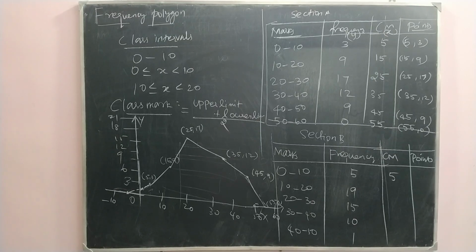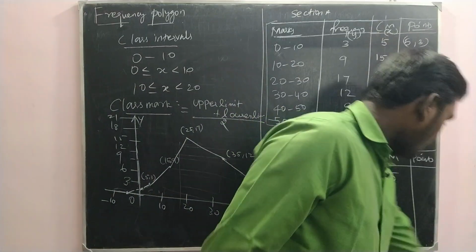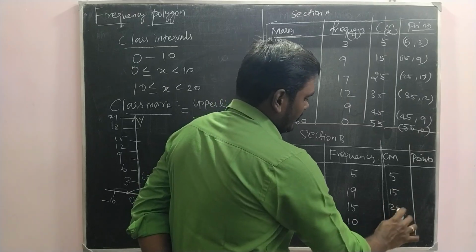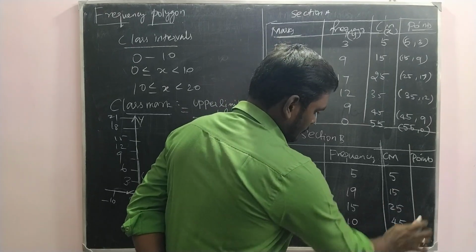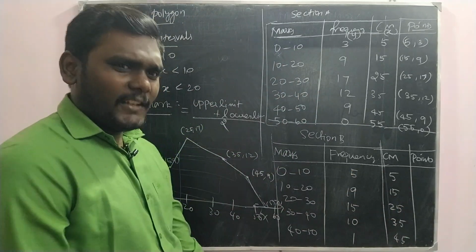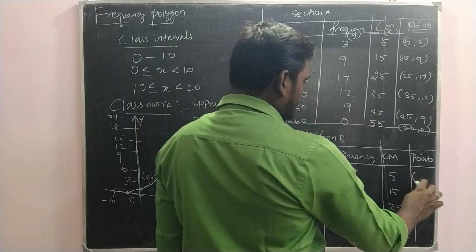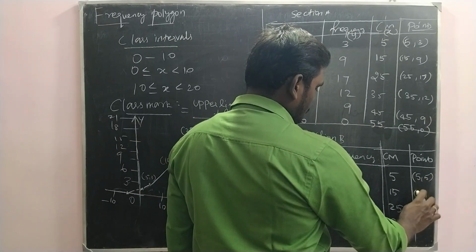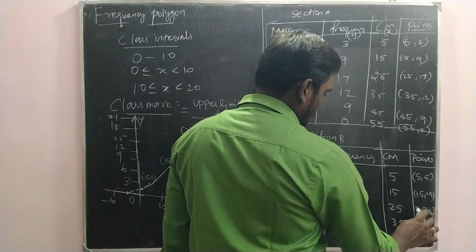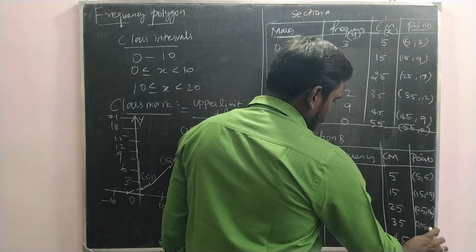What are the points? What I am asking is, this class mark, this saves time. 35 and 45. Now the points are easy. What are they? Good.